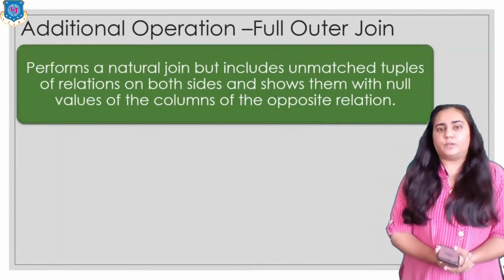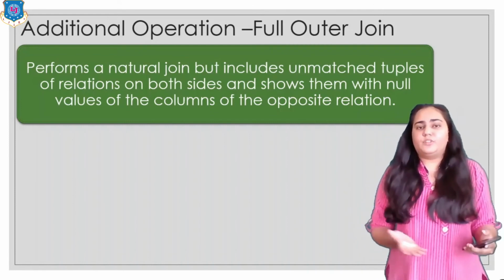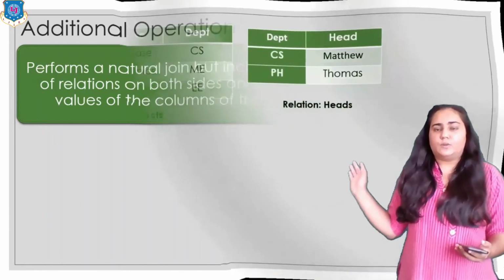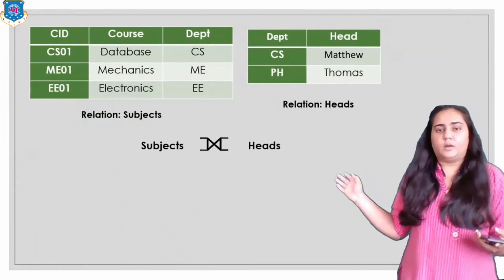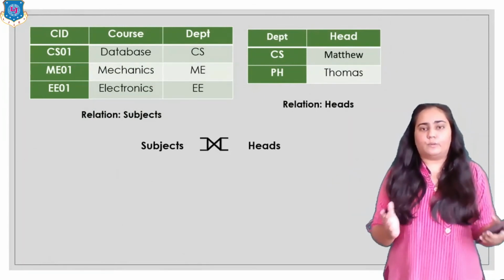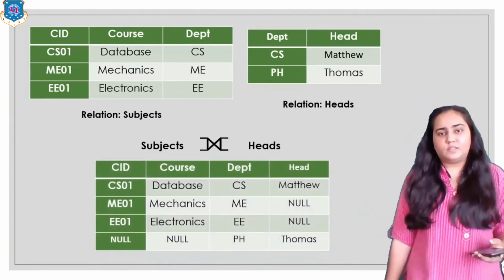The other type of outer join you can take is a full outer join, where unmatched tuples from both sides are kept with null values. So let us see how that works. You can use the symbol with a bow tie, the natural join symbol, with extension lines on both the sides. And the result of that is this table.